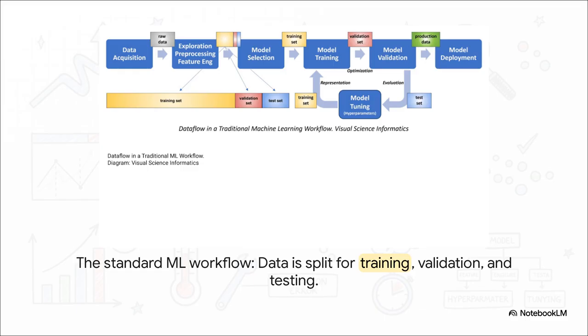You get your data, you clean it up, and you split it into your training, validation, and test sets. Your model learns from the training data, you tune it with the validation data, and then you give it a final exam with the test data. The problems we're talking about today, they almost always pop up in that critical loop between training and validation.